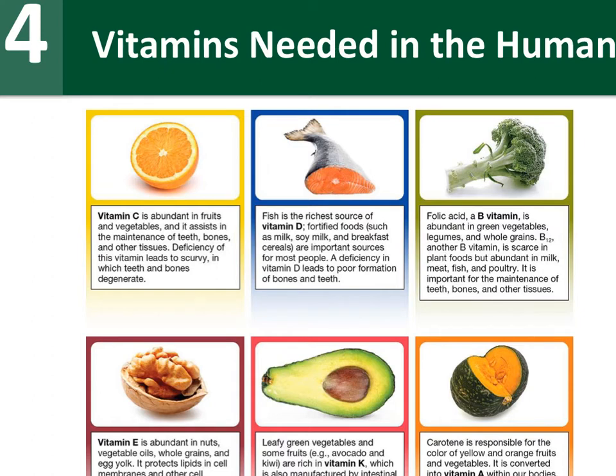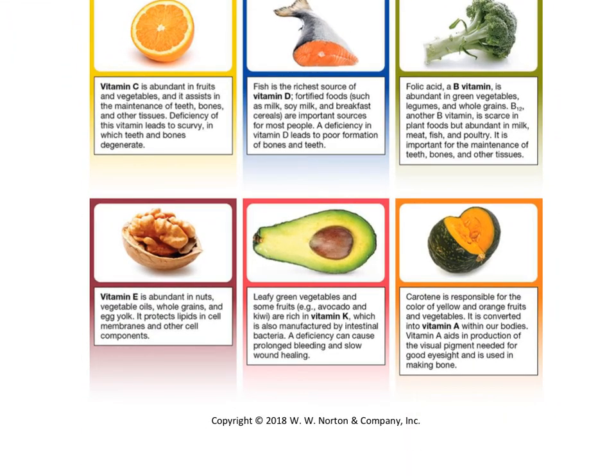Folic acid is a B vitamin. It's abundant in green vegetables. B12 and other vitamin D is scarce in plant foods, but abundant in milk, fish, and poultry. All these things we get from our foods. It is important for the maintenance of teeth, bones, and other tissues, and except for vitamin D, we actually make a lot of that ourselves. Vitamin E is abundant in nuts, vegetables, oils. It protects lipids in the cells, membranes, and so on. Let's see, vitamin D, I think it's called rickets if you don't have enough.